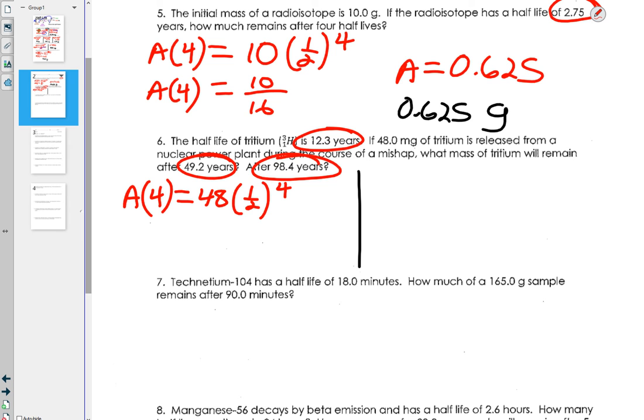On the next one, is that just one extra half-life? What is 98.4 divided by 12.3? 8. So how much is going to be left after 8 half-lives?